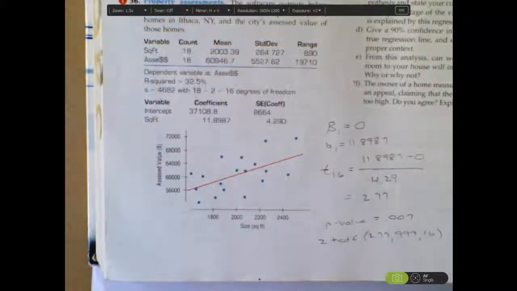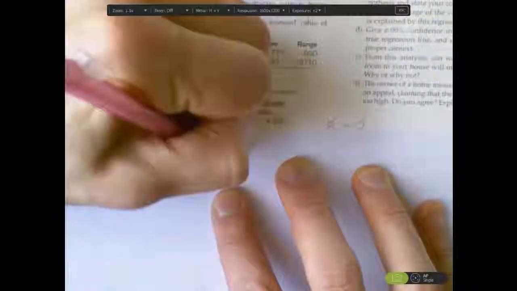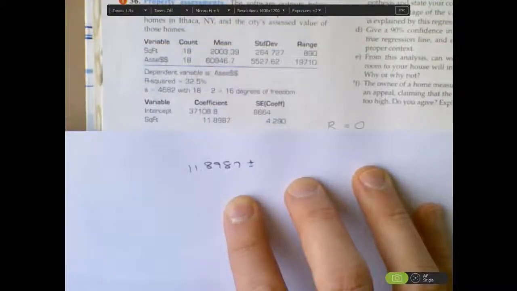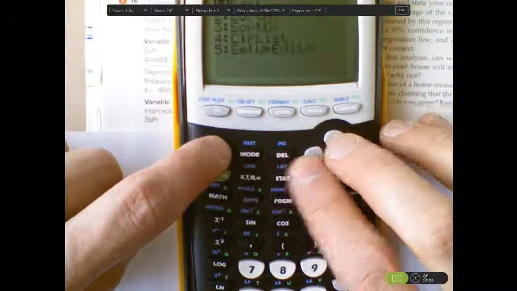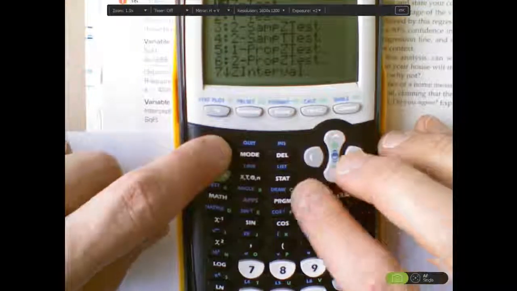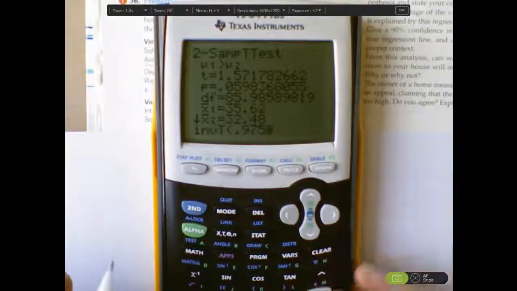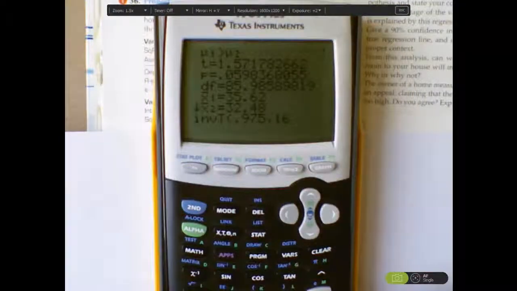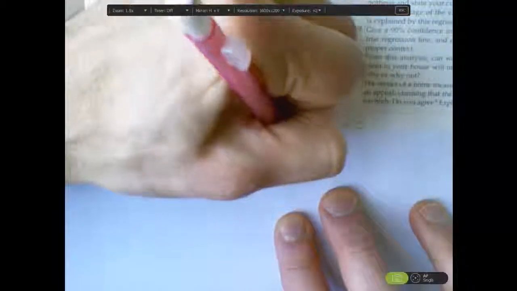If we look at a confidence interval, it's going to be very similar. You're going to have your slope, your b sub 1, your estimate, plus or minus your critical value with 16 degrees of freedom, which I can get from doing inverse t. Say it's a 95% confidence interval. 0.975, you can't see what I'm doing. Inverse t, 0.975 comma 16. And that gives me 2.12. 2.12 plus or minus this 4.29.